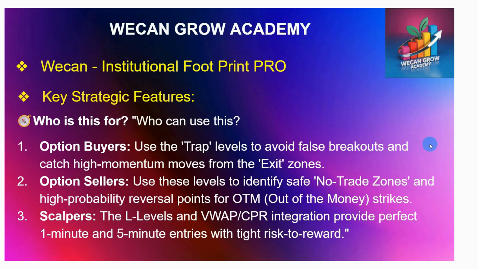Who is this for? Who can use this indicator? It's for option buyers. Use the trap levels to avoid false breakouts and catch high momentum moves from the exit zones. Option sellers use these levels to identify safe or no trade zones and high probability reversal points, especially for the out of the money strikes. Scalpers can use the intermediate levels and the VWAP or CPR integration to get perfect 1 minute, 3 minute or 5 minute entries with tight risk and reward.